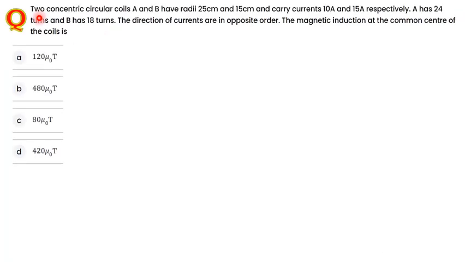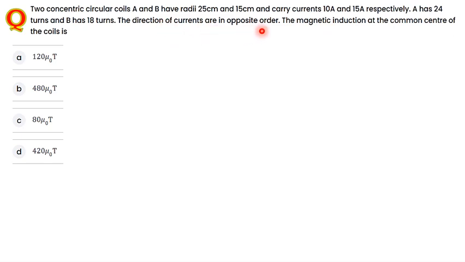Okay, the first problem here is two concentric circular coils. There are two coils A and B of radii 25 centimeter for the first coil and 15 centimeter for the second coil. The first coil carries 10 ampere of current, the second one 15 ampere. The first coil has 24 turns, the second coil has 18 turns. They are mentioned as A and B.